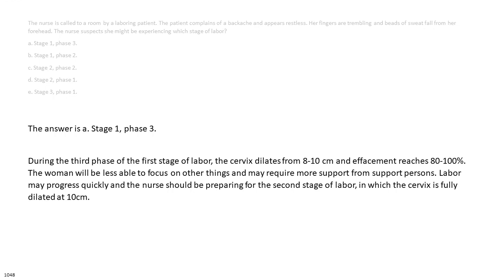The answer is A. Stage 1, Phase 3. During the third phase of the first stage of labor, the cervix dilates from 8 to 10 centimeters and effacement reaches 80 to 100%. The woman will be less able to focus on other things and may require more support from support persons. Labor may progress quickly and the nurse should be preparing for the second stage of labor, in which the cervix is fully dilated at 10 centimeters.